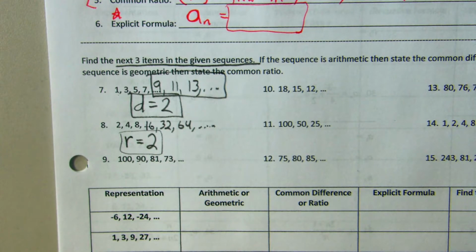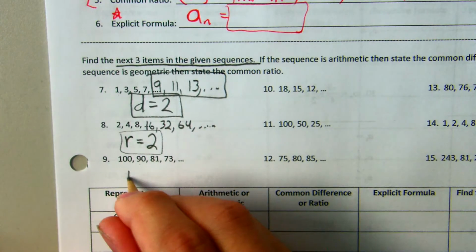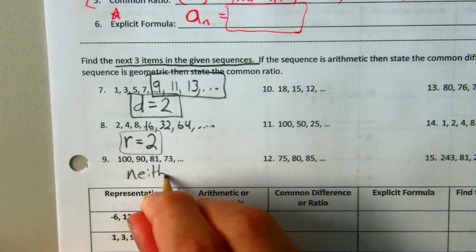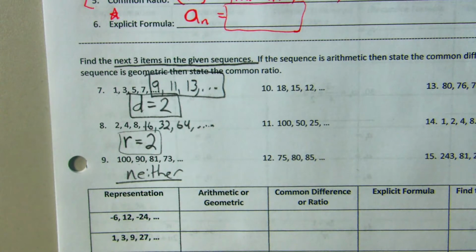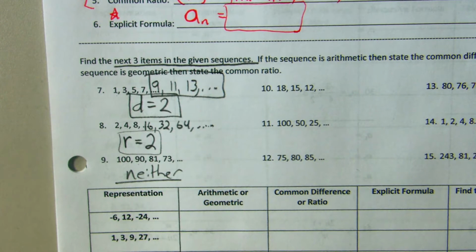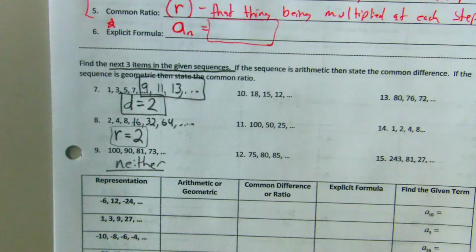So it's not adding the same thing each time, so it's not arithmetic. But it's also not multiplying the same thing each time, so it's not geometric. So it's just neither one of those sequences. Not that there's not a pattern to it. It just doesn't fit one of those nice neat ones that you're going to be very familiar with.